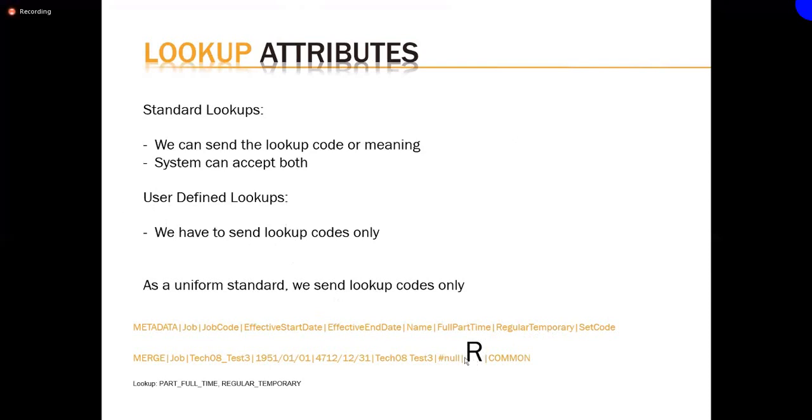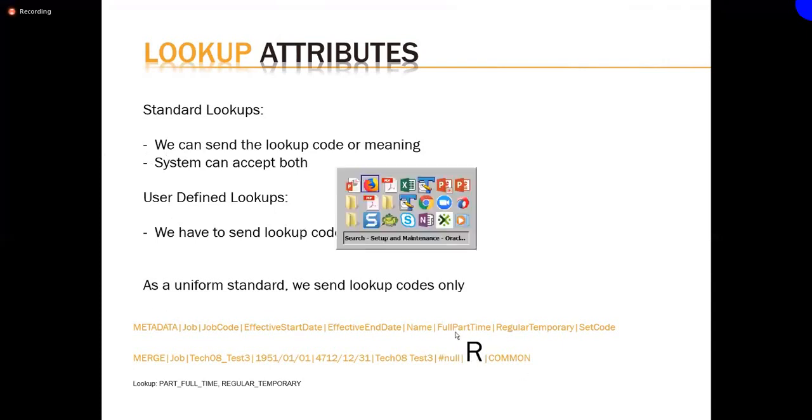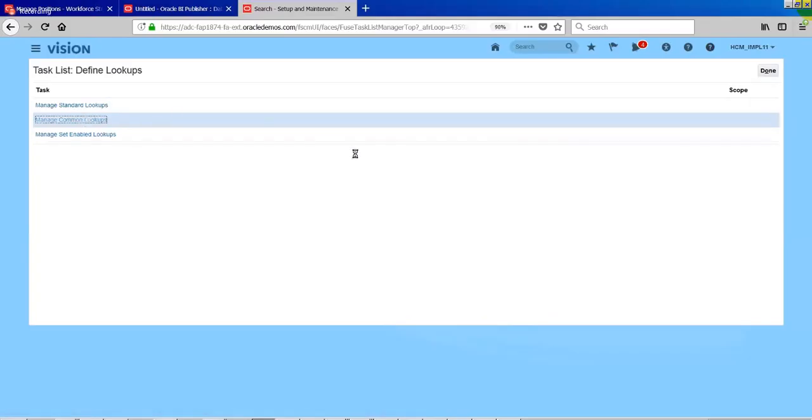The meaning is also allowed, but only for the Oracle seeded standard lookups. If it is a user-defined lookup, it won't allow the meaning. So just use lookup codes wherever you see lookups in your object attributes. So why is it not coming up yet?